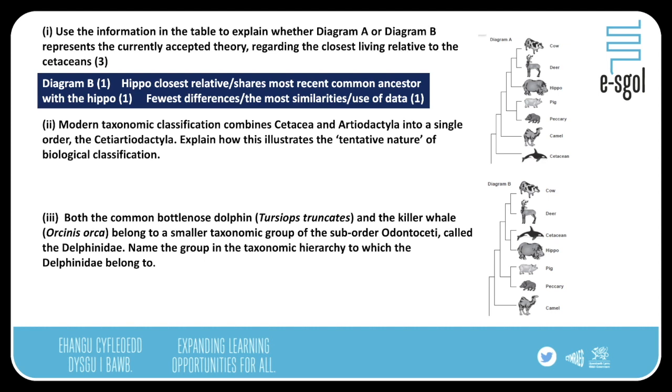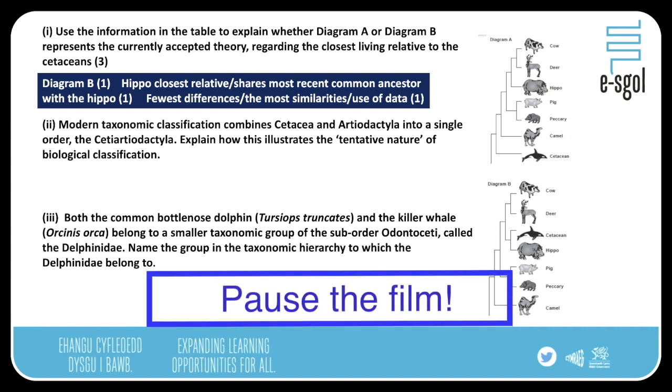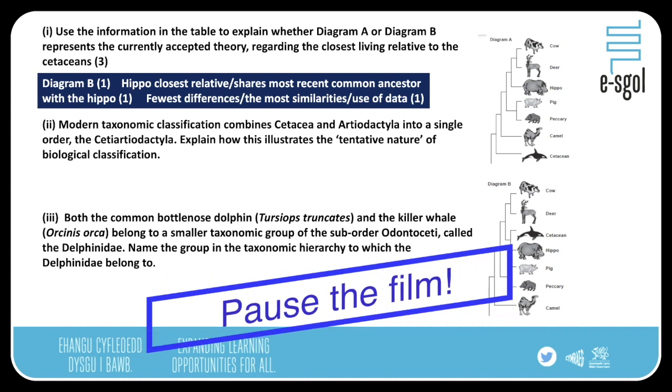The next part of the question is worth 2 marks and states, modern taxonomic classification combines Cetacea and Artiodactyla into a single order, the Cetartiodactyla. Explain how this illustrates the tentative nature of biological classification. Pause the film here and write down your answer.